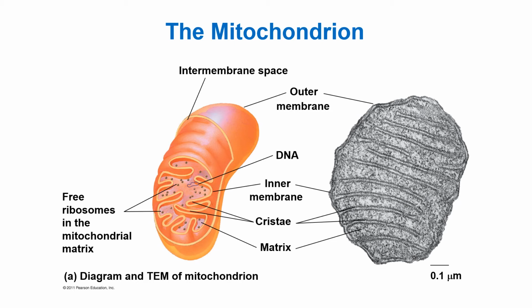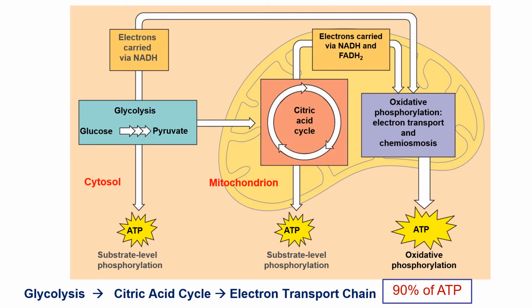The inner membrane is mostly protein, which is kind of unusual. It's about 3/4 protein, and the rest is phospholipids. Those proteins are proteins of the electron transport chain and also ATP synthase, which we'll talk about in a moment. The citric acid cycle occurs within the matrix. That's the innermost lumen of the mitochondria. Again, oxidative phosphorylation via the electron transport chain occurs within the inner membrane.